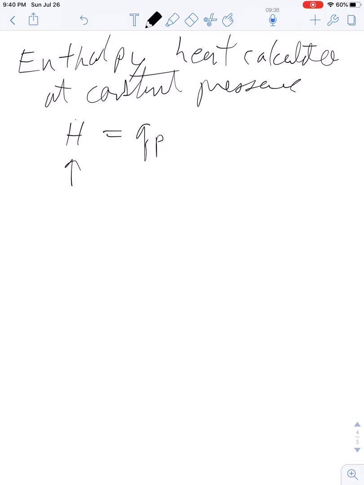So now, when you talk about enthalpy, just think of it as heat. But it's heat measured at constant pressure. Okay?